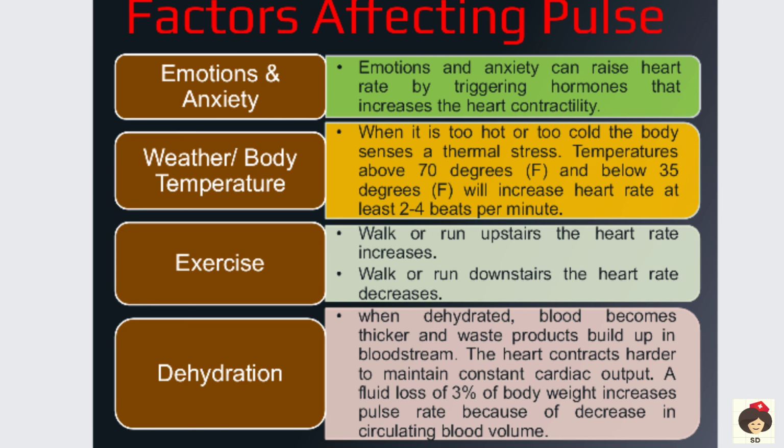And emotions and anxiety. Whenever there is more emotion and anxiety, they will trigger many hormones which are responsible for increasing heart contractility. Whenever heart contractility increases, the heart rate also increases. Next is weather or body temperature. When the weather is too hot or cold, the body senses thermal stress. When the temperature is above 70 degrees Fahrenheit or below 35 degrees Fahrenheit, the heart rate will increase by at least 2 to 4 beats per minute. Even if it is high or low, there will be a difference in the heart rate.